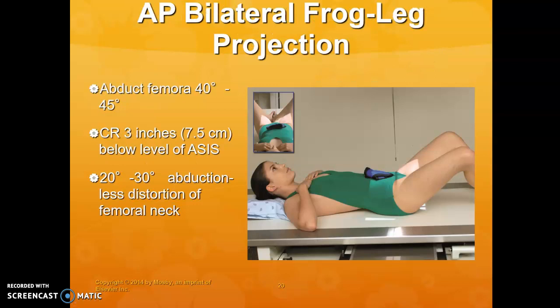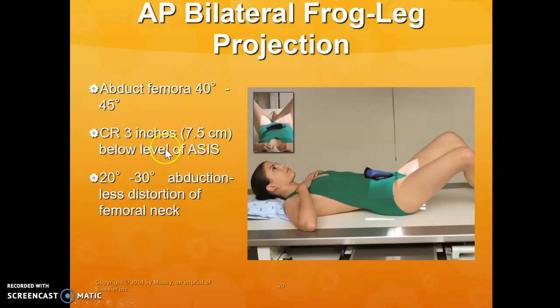This bilateral frog leg position we don't tend to do routinely at our clinical site. That doesn't mean that you might not see them at one of your offsites, but really similar to that of the AP pelvis, this is an AP of a frog leg. So the femurs are bent at the knees and they're abducted 40 to 45 degrees away from midline.